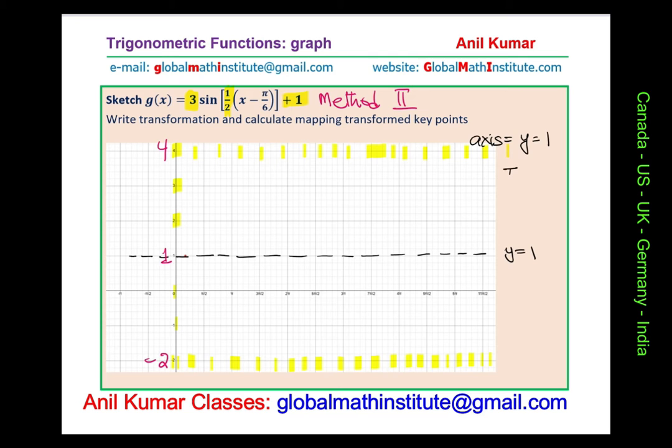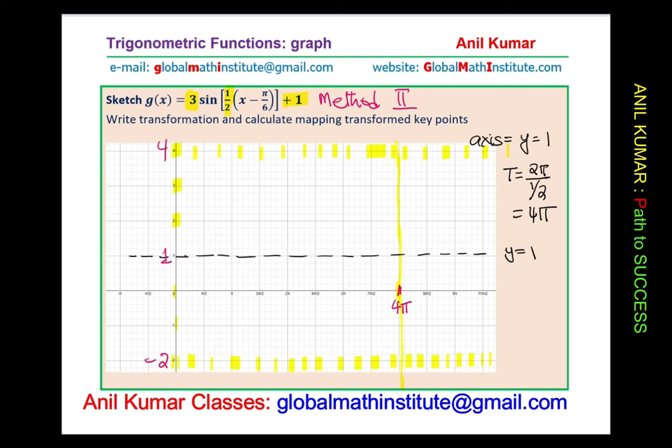So we know T is 2 pi by half in this case, which is equal to 4 pi. So 4 pi is where for me? 4 pi is right there. So this becomes one frame. Do you see this 4 pi? Okay, great. Let me write 4 pi here. Makes sense? So we have one cycle from 0 to 4 pi.